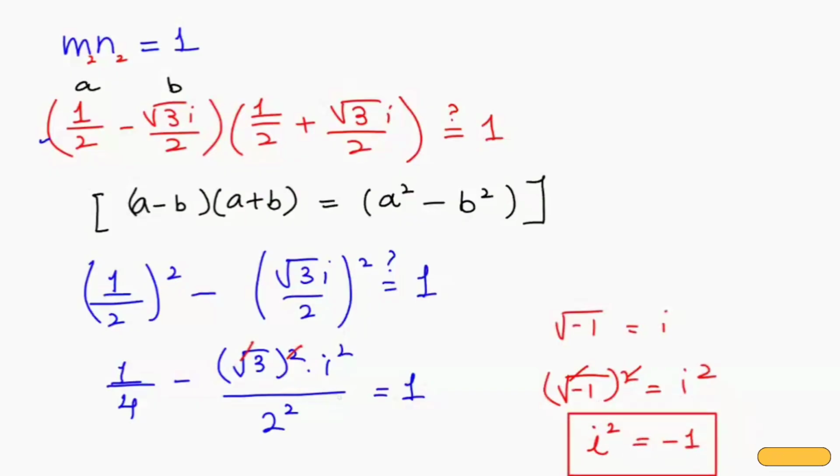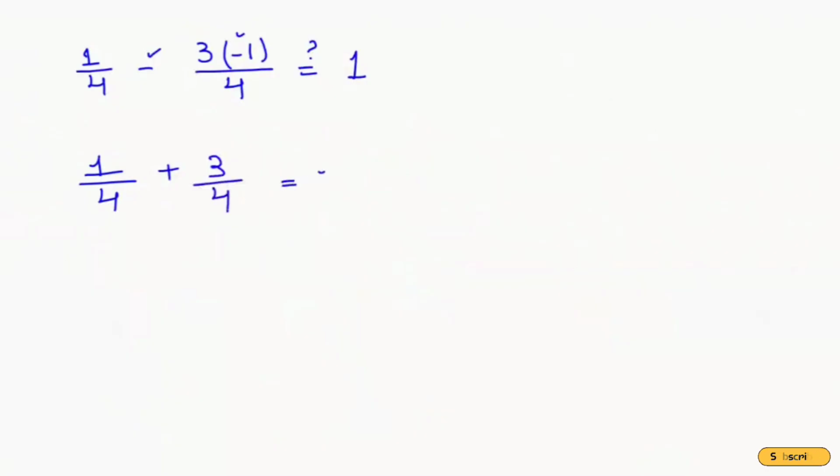I'm going to plug in the value of iota square as -1. So this will turn to 1 over 4 minus 3 times -1 over 4 is equal to 1. I'm going to solve it out. 1 over 4, minus and minus is changed to plus, and here 3 over 4 is equal to 1. Now here we have the common denominators. I'm going to add up the numerator, 4 over 4. So the left hand side is equal to the right hand side. So the value of m2 is also absolutely correct.